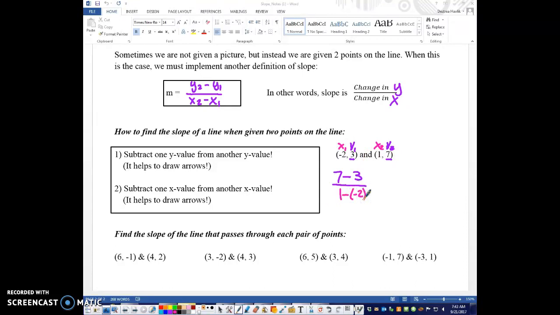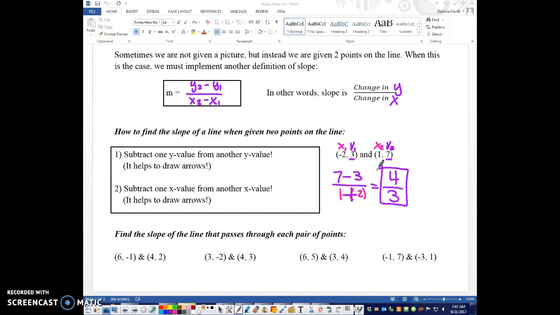We need to put negative 2 in parentheses so that you don't just do 1 minus 2, because that's not the same thing as 1 minus negative 2. So 7 minus 3 is what? 4. Now type in your calculator 1 minus parentheses negative 2. 3. So what do you notice about these numbers? It added it. So if you have minus a negative like this, it turns into a plus sign. So our slope here is 4 over 3.